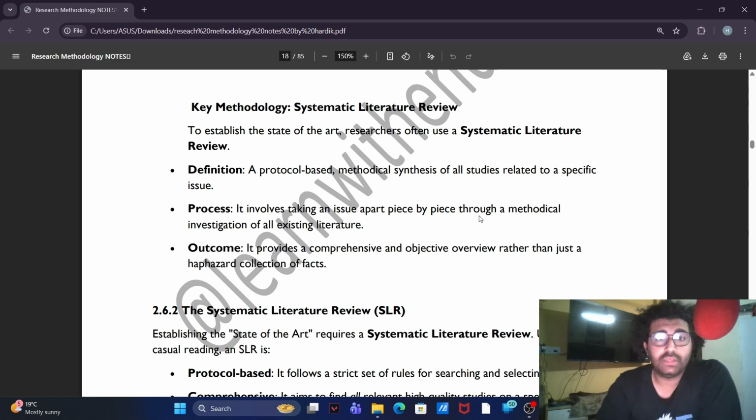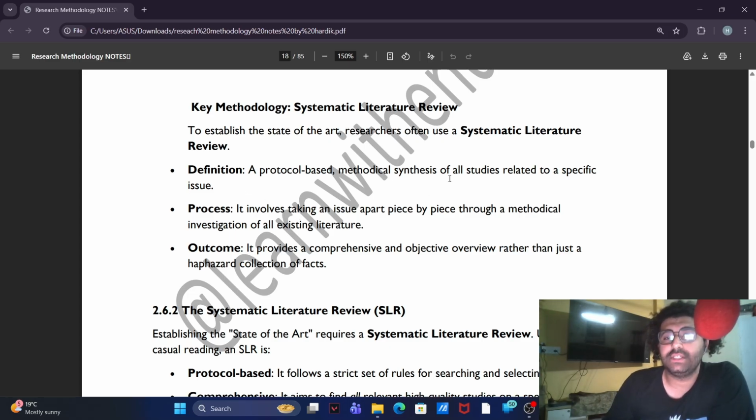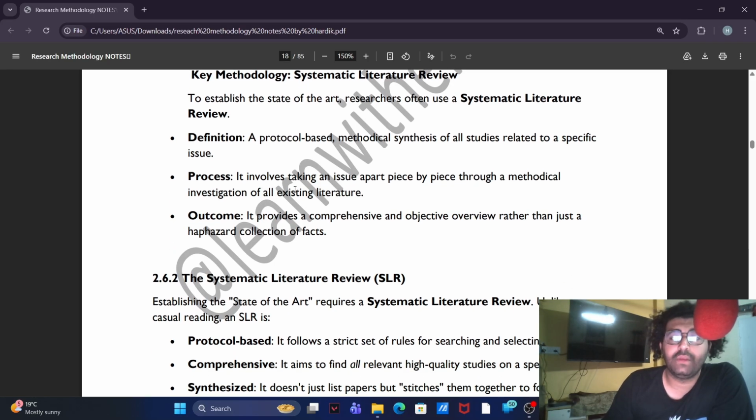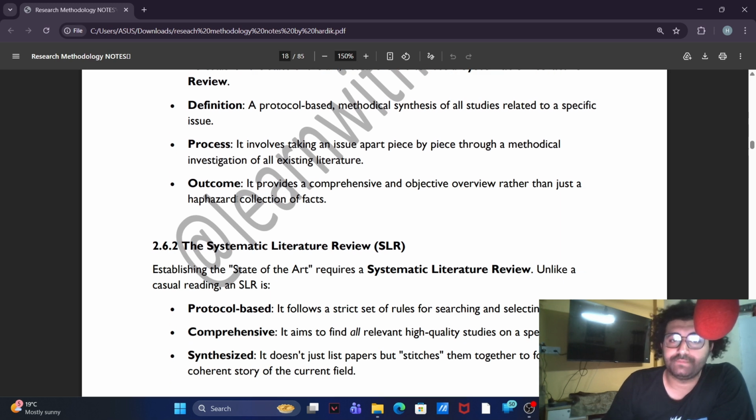Next topic. Key methodology: systematic review, that is, systematic literature review. To establish the state of the art, researchers often use a systematic literature review. Let's go through its definition. A protocol-based methodological synthesis of all studies related to a specific issue. Process. It involves taking an issue apart piece by piece through a methodological investigation of all existing literature. Outcome. It provides a comprehensive, objective overview rather than just a haphazard collection of facts.